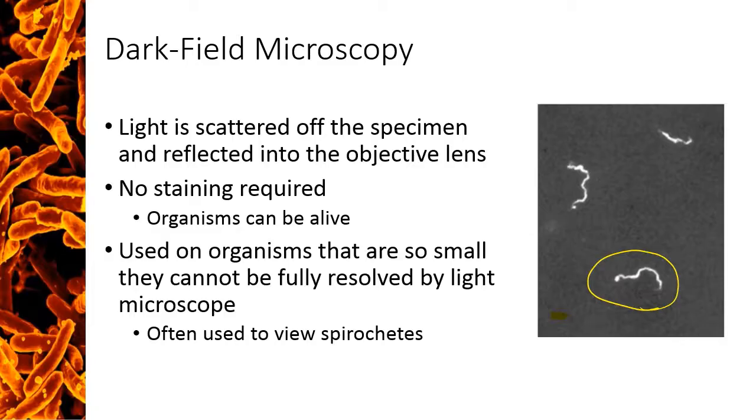This means there's no staining required in dark field microscopy, and the key to remember with no staining is that the organisms can be alive. This is a key difference between dark field and bright field microscopy.